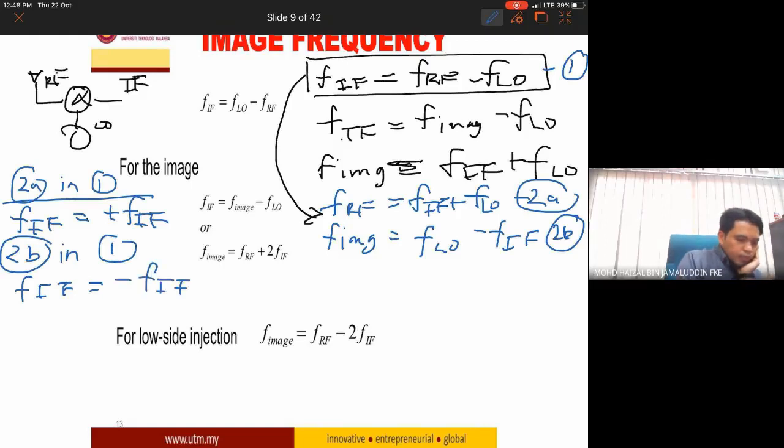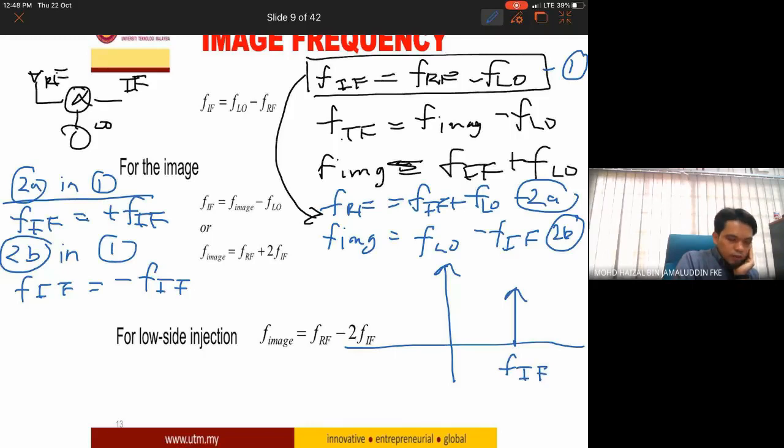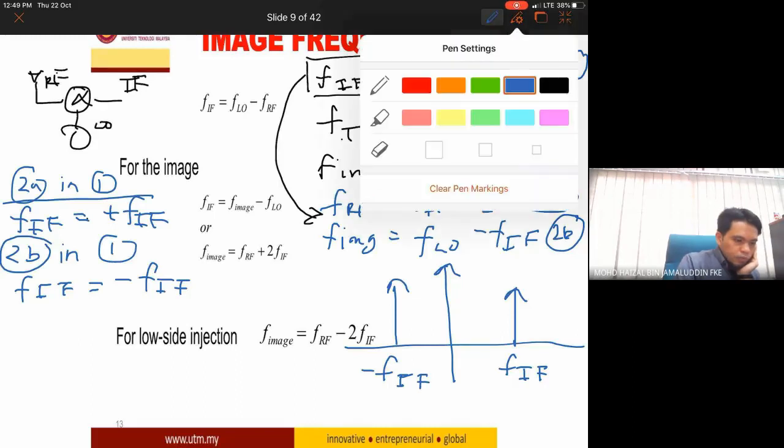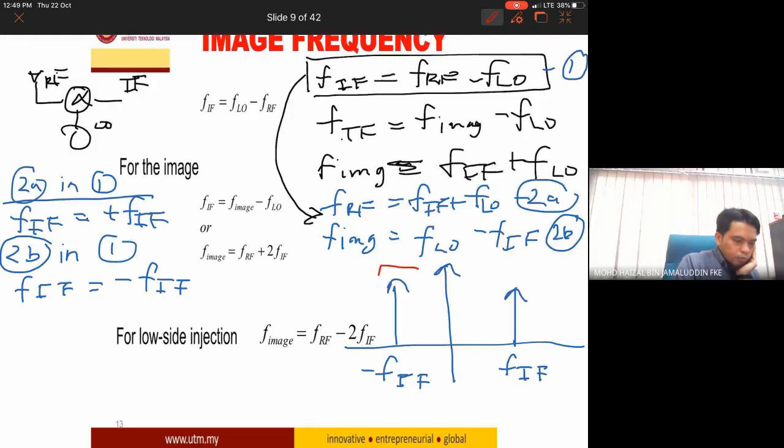So where did this come from? In the frequency response, when you have the receiver after the mixing process, normally this is the signal that you want. But most of the time, the image will appear additionally here. So this is the frequency image. Most applications don't want this part, so it is removed using a filter or so on.